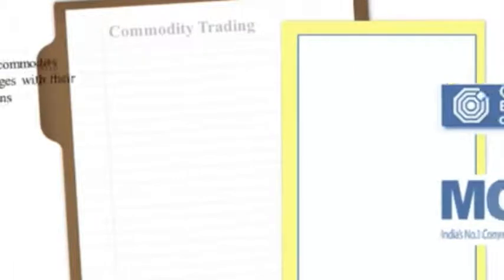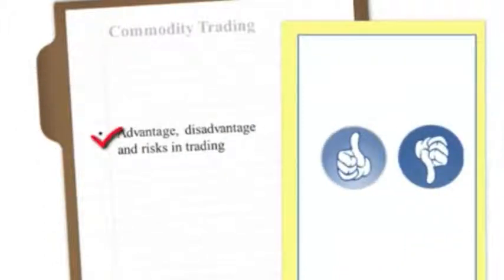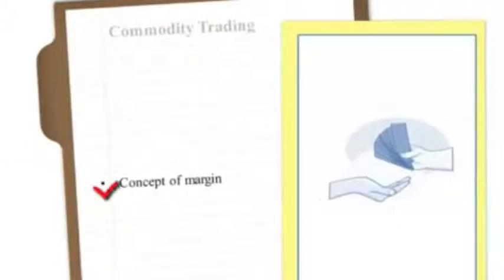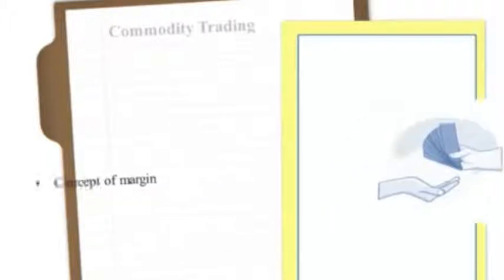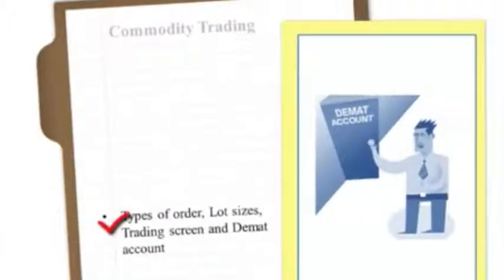Here we will know the major commodity exchanges with their functions. Then we will have a look at the advantages, disadvantages, and the various risks in trading. Ahead we'll understand the concept of margin. Then we go on to see the types of orders, lot sizes, trading screen, and demat account.